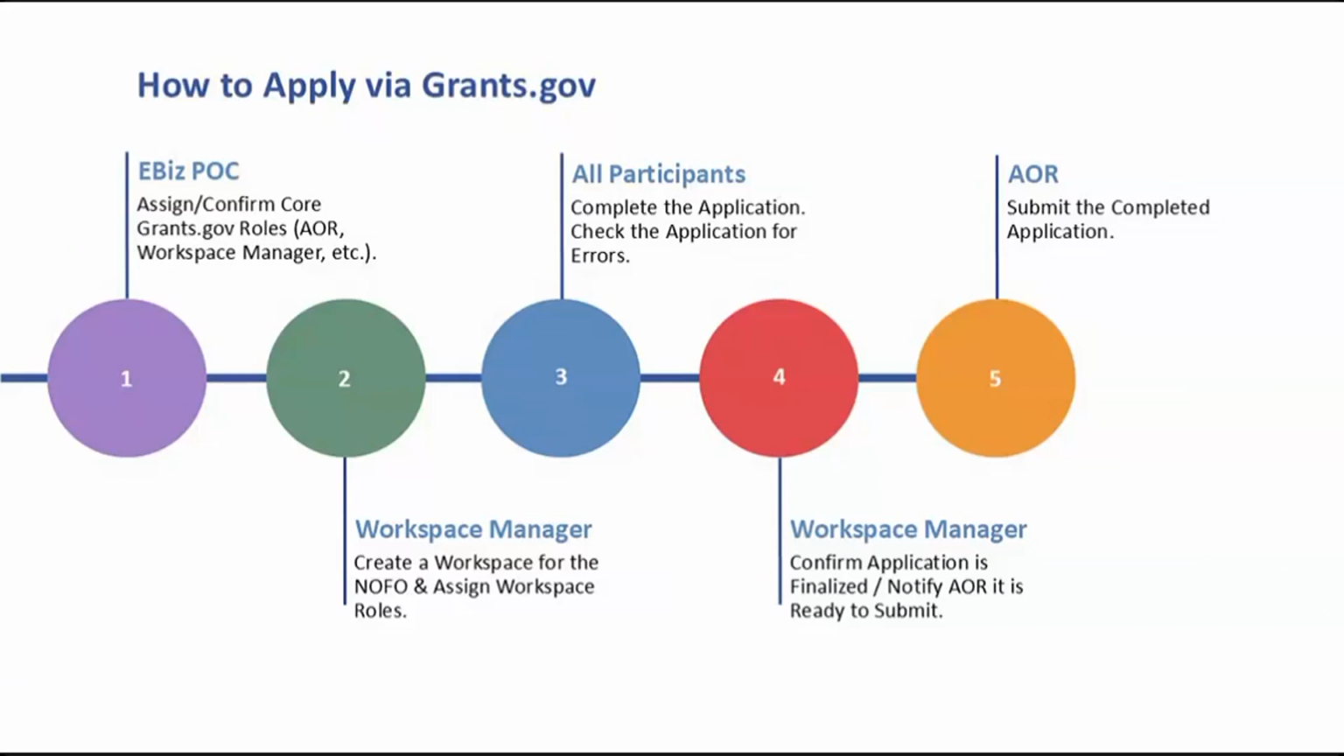As the team completes the application, be sure to follow the notice of funding opportunity closely, being sure to complete all required forms and upload all required attachments, and then use the available Check Application button to catch any validation errors before submission. And then once all forms and attachments are finalized, the Workspace Manager confirms everything is complete and alerts the AOR. The AOR then officially submits the application through Grants.gov. And as you apply for future opportunities, know that you can reuse forms from prior workspaces, making this process more efficient over time.